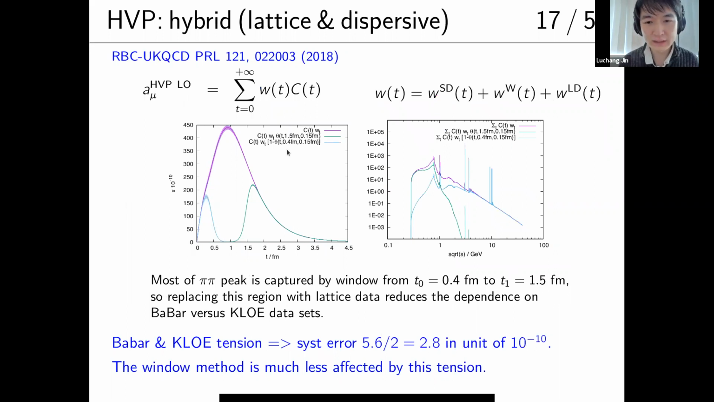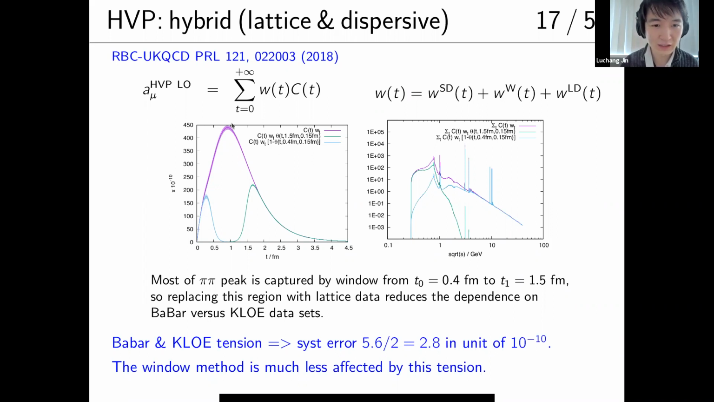So this is a more detailed comparison, where we can decompose this total contribution into 3 pieces. We can write the weighting function into 3 pieces, where the 3 pieces add up to be the full thing. The first piece is the short distance piece, which looks like this. And this is the window piece. It's between the short distance and long distance. It's the remaining piece, and then the long distance piece.